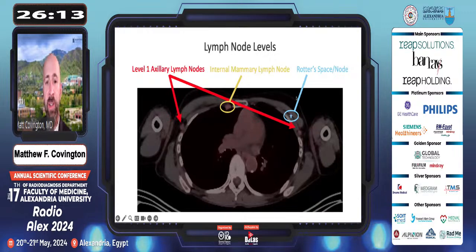And then we have the Rotter space here, which is in between the pec major and minor. I have a star there. Where this space is, it's this fat in between. And if you have a node there, it's called a Rotter's node or an interpectoral node. And those are important to mention because Rotter's nodes are something that surgeons cannot easily access in an axillary lymph node dissection. And so it's important to point those out because they typically would not be removed and they might be considered for radiation therapy, for example.